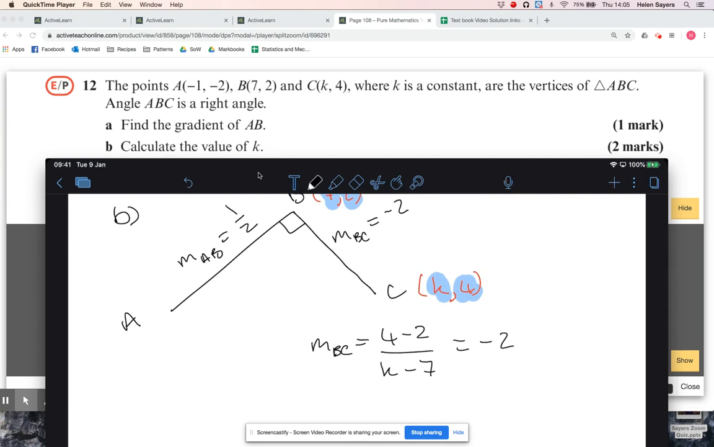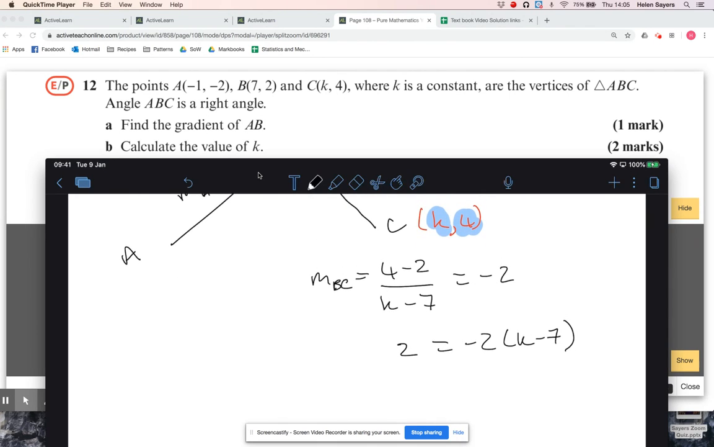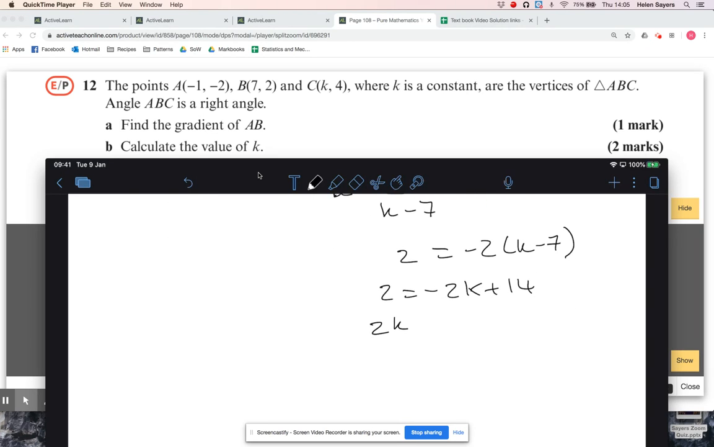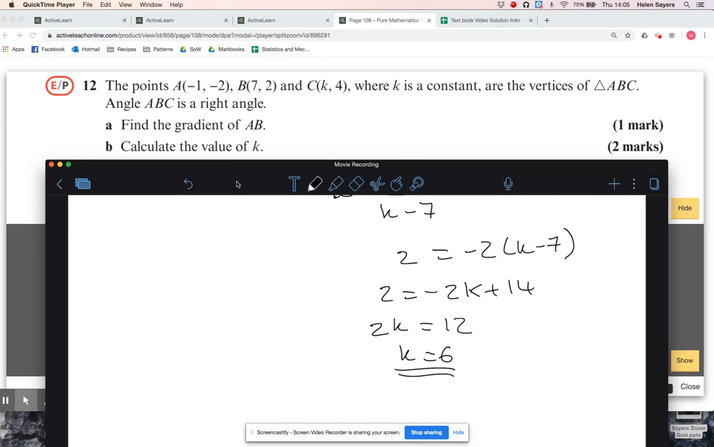So that numerator is just going to become 2. I'm going to multiply up by the K minus 7. Then I'm going to multiply those brackets out, being careful with the minus 2 times minus 7. I'm going to add the 2K over to the left-hand side just to get rid of the negative. I'm going to minus the 2 from the 14 and end up with K is 6. Okay, so it's worth 2 marks.